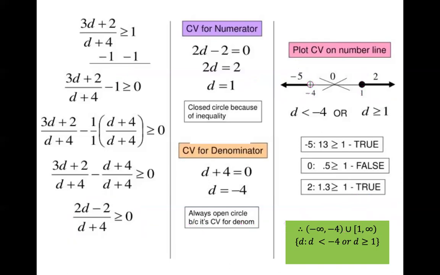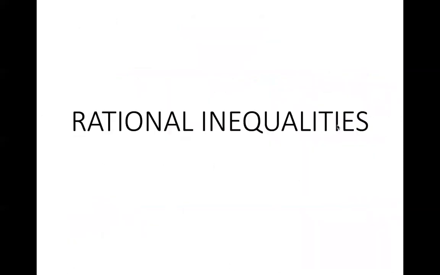So that's it for rational inequalities. Again, to solve rational inequalities, first step, make one side of the inequality equal to 0. Second step, find the critical points or critical values and plot them on the number line. And then, to look for the solution set, test a point. After testing a point, identify the interval that is part of the solution set.